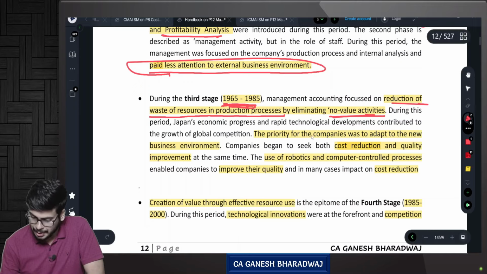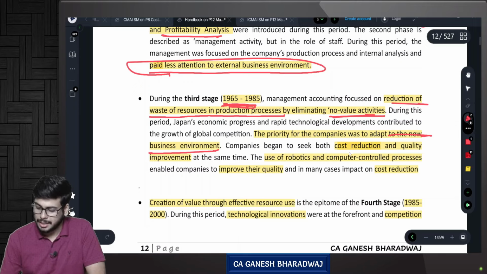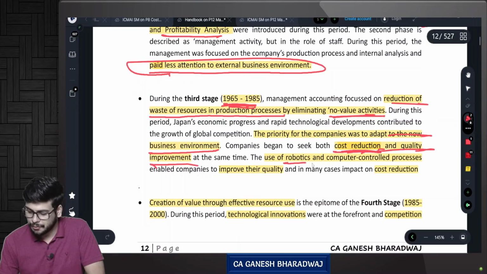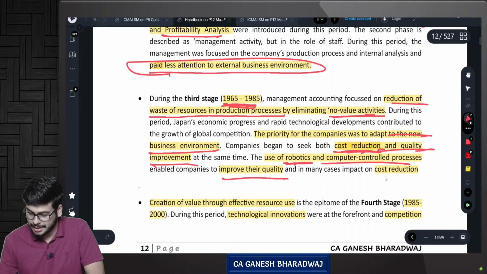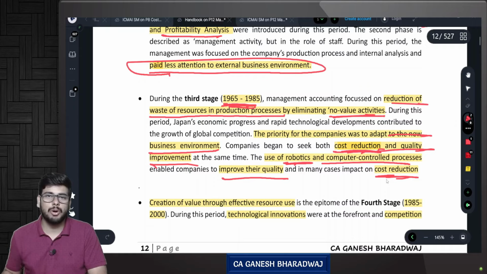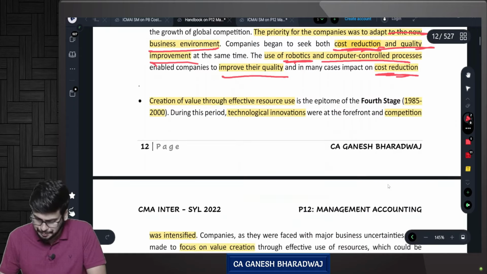So the priority for the companies was to adapt to the new business environment. Companies began to seek both cost reduction and quality improvement at the same time. The use of robotics and computer controlled processes enabled the companies to improve their quality, and in many cases it had an impact on cost reduction. So if you remove all your non-value added activities, obviously you will come up with cost reduction.